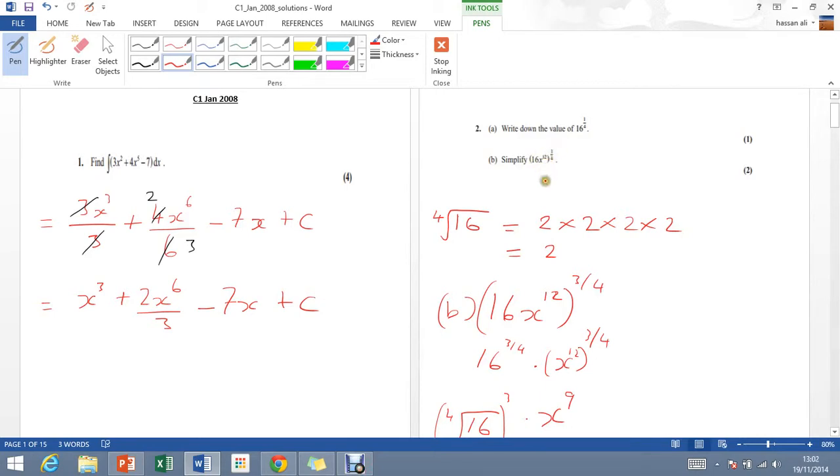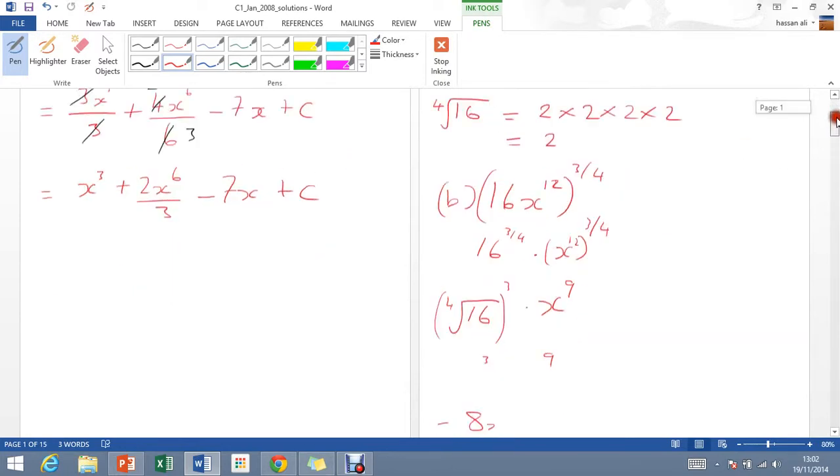With part B, you're asked to simplify 16x to the power of 12 in the brackets raised to the power of 3 over 4. Because it's in the brackets, everything in the brackets is raised to 3 over 4. So 16 is raised to 3 over 4, and x to the power of 12 is raised to 3 quarters. Now you can multiply these two, so 3 quarters times 12 will equal 9.